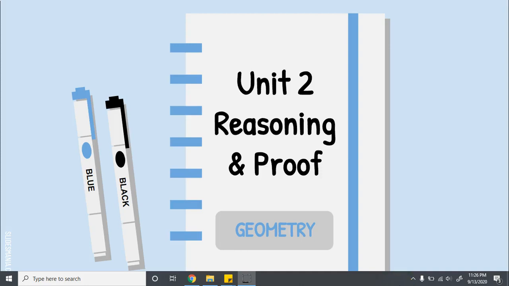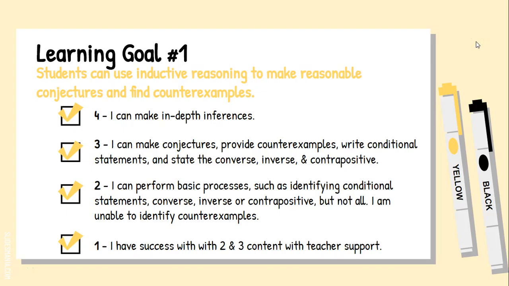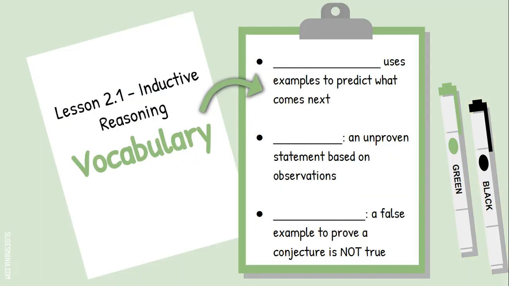Welcome to Unit 2, Reasoning and Proof. Our first learning goal for Unit 2 is that students can use inductive reasoning to make reasonable conjectures and find counterexamples. Those are probably all new vocabulary terms, so it might not mean much to you. So we're going to actually talk about those vocabulary words before we would rate ourselves at a 1, 2, 3, or 4. So Lesson 2.1 is over inductive reasoning.